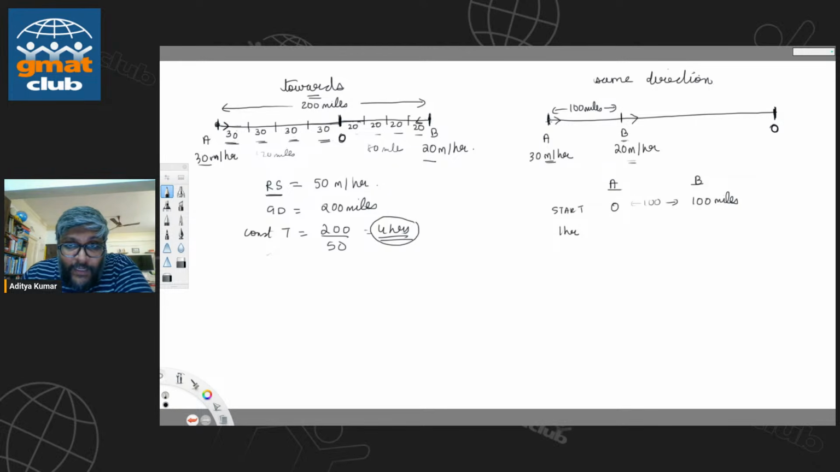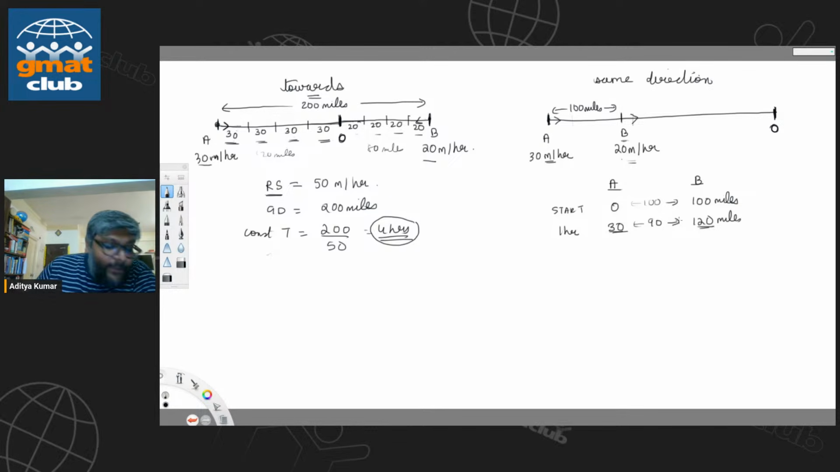After 1 hour, A would go from 0 to 30. B would go from 100 to 120 because B is traveling at 20 miles per hour. That's 120 miles. This is 30 miles. So after 1 hour, look at what has happened to the gap. The gap between them has reduced to 90.